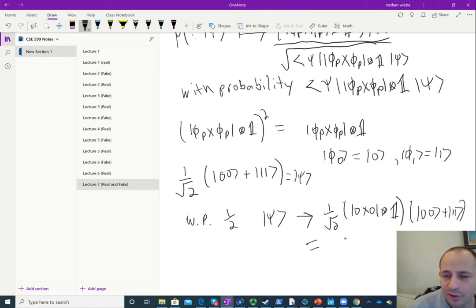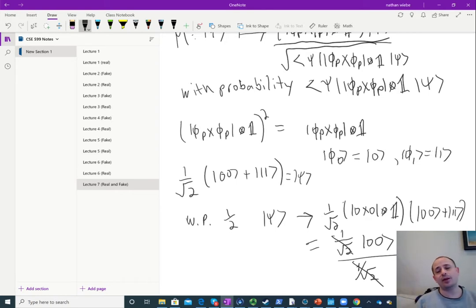Okay, and that is equal to just 1 over root 2 |00>. Now, divided by, of course, the length of this vector, which, when we do it, is going to give us 1 over root 2 in the denominator. So those two cancel, and we get the same result that we intuited from our earlier stuff.